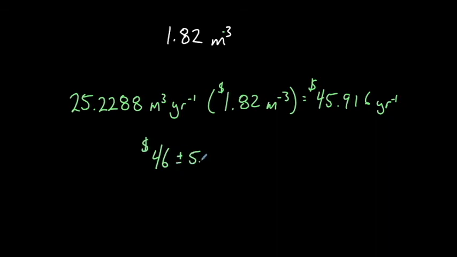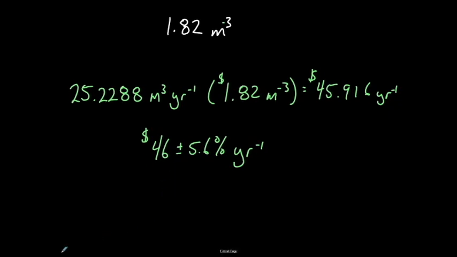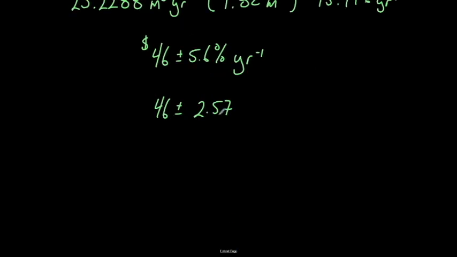Plus or minus 5.6% per year. And we'll just put our absolute value and then our range of possible values. 46 plus or minus $2.57. Too much on there. That's going to round up. 46 plus or minus $3. So you're going to be somewhere between $43 to $49 per year. And that's as close as you can get it from the input tools that we use. So somewhere between $43 and $49.